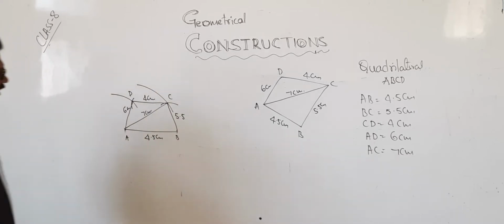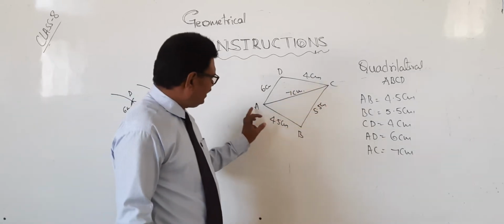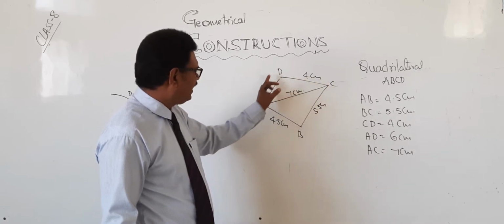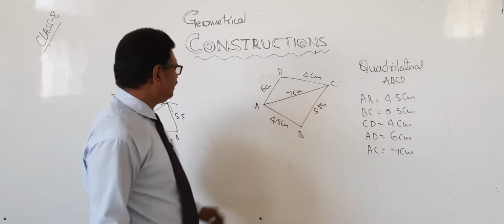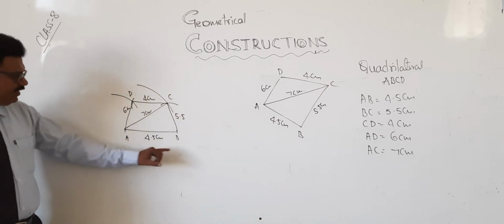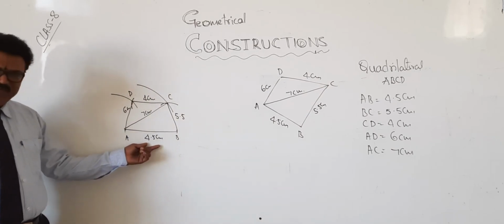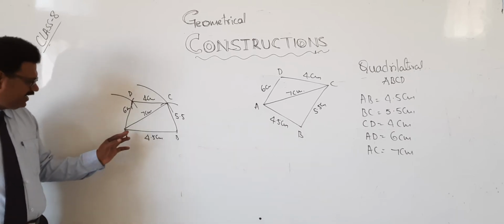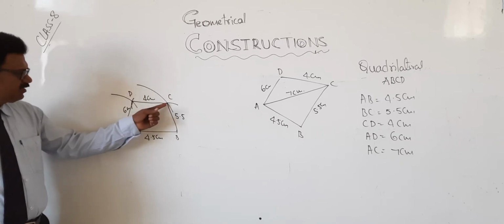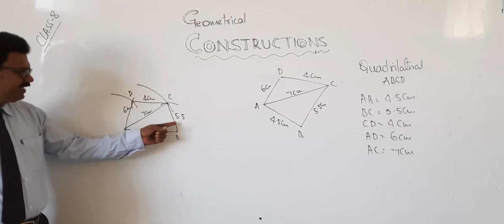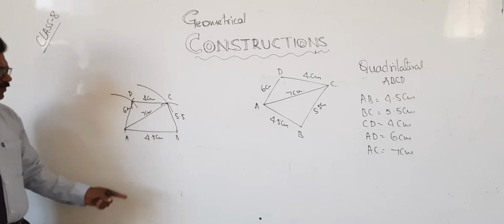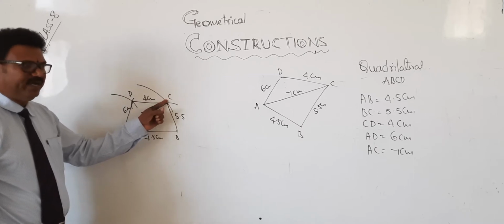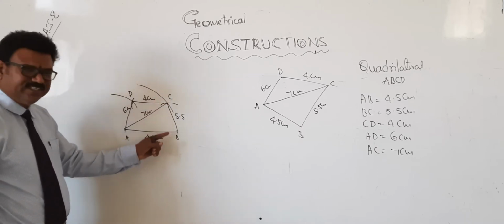Do you understand? I'll tell one more time. You see, AB equal to 4.5, BC 5.5, CD 4 centimeters, AD 6 centimeters, AC 7 centimeters. First, you draw AB by taking 4.5 centimeters. Afterwards, with the compass, take 7 centimeter radius, keeping on A, draw an arc. Now, by taking 5.5 centimeters, keeping on B, cut that arc so that the intersection will be point C. Now join CA and CB.